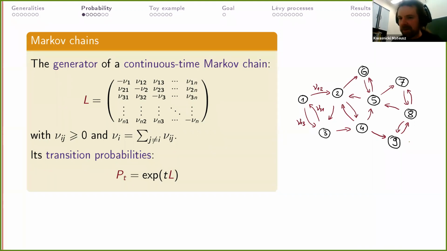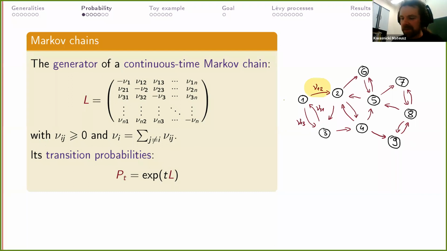And these jumping rates between different states will be denoted by nu subscript ij. So for example, nu 1,2 is the rate at which it jumps from state 1 to state 2. And in general, these need not be symmetric. So for example, a jump from 2 to 1 can be forbidden, even though there are jumps from 1 to 2.